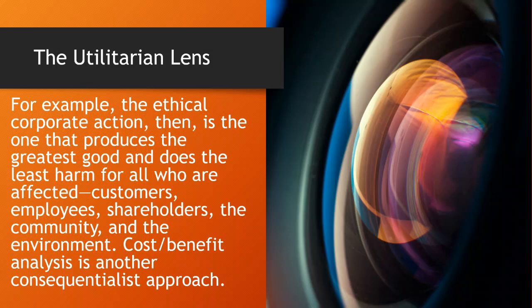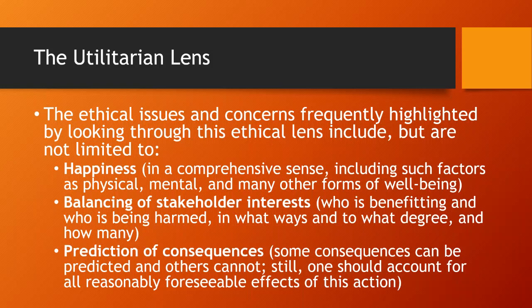For example, the ethical corporate action is the one that produces the greatest good and does the least harm for all who are affected: customers, employees, shareholders, the community, and the environment. And cost/benefit analysis is another consequentialist approach. The question of what is good and bad for a company can be completely different when combined with that rights lens, but from a utilitarian lens, how could this benefit? Because if you're in a no-win situation, how can you try to mitigate it as much as possible?